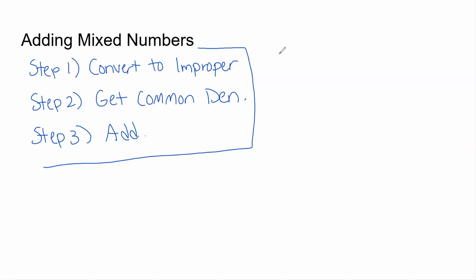I'll call this example 1. 4 and 1/8 plus 3 and 3/8. Okay, so I'm going to convert to improper. Since these have a common denominator, we don't really need to, but I'm going to do it anyway because it makes it easier when they don't have a common denominator.